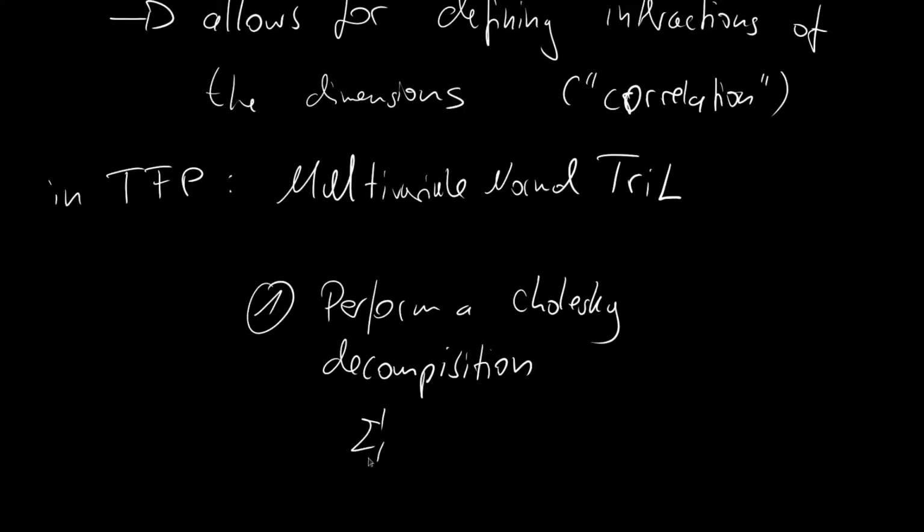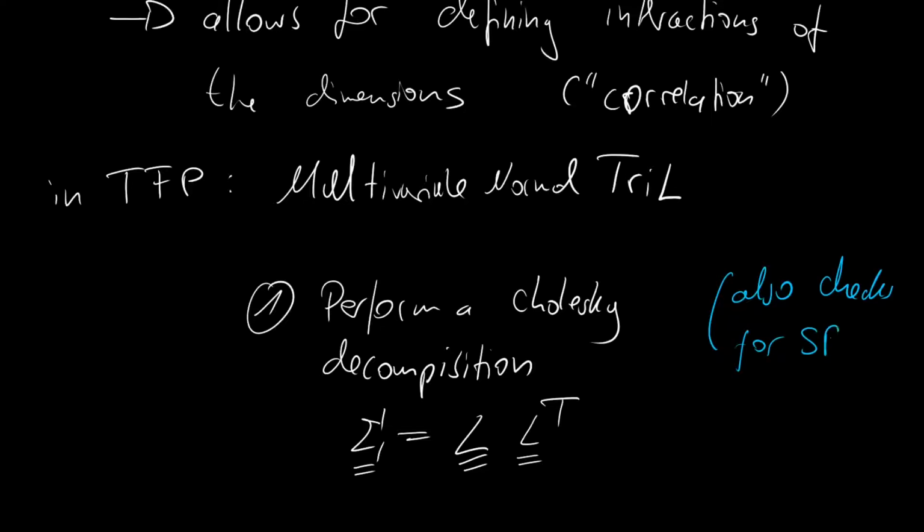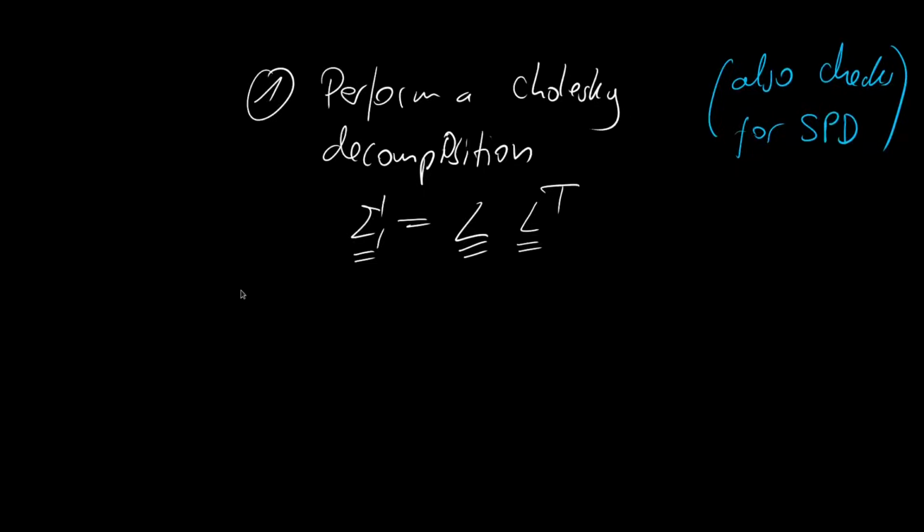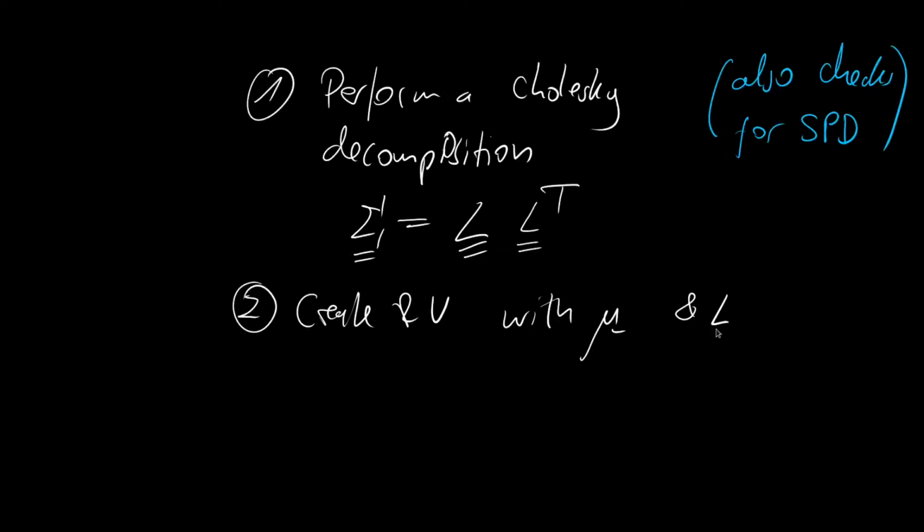So it works as follows. We have the sigma matrix and it is decomposed into a lower triangular matrix times the same matrix transposed. And also recall that this checks for symmetric positive definiteness. So it also checks for SPD. That's a handy thing, so we don't have to take care of it. If the Cholesky decomposition does not work, then our matrix is not symmetric positive definite. And I see there's a typo, it should be called decomposition. And if we then have the decomposition, we can create the random variable with the mu and the L matrix.